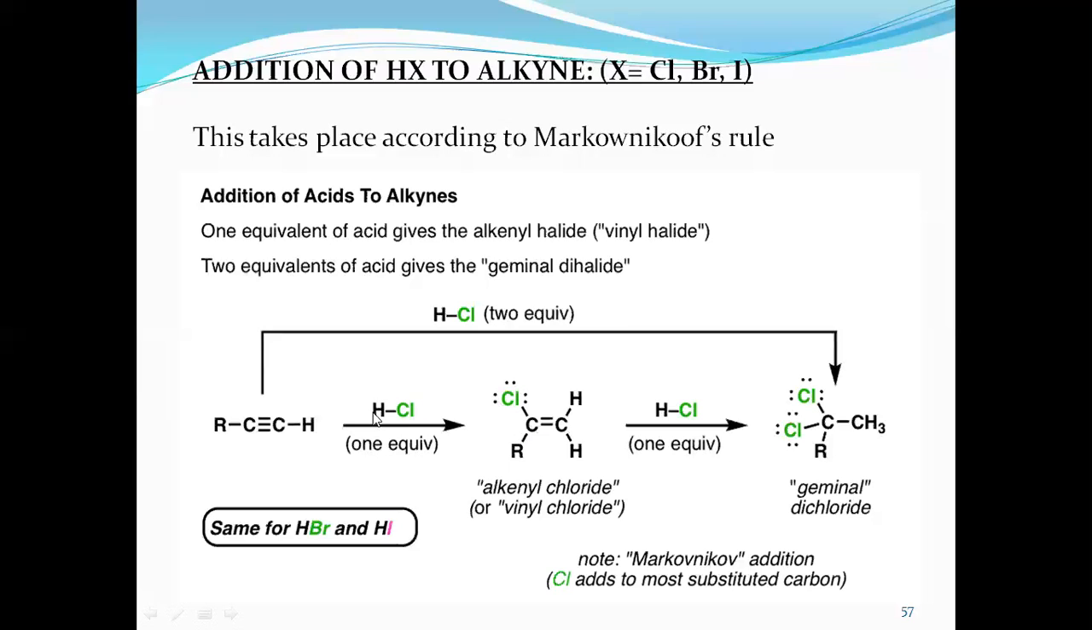The negative part of the halo acid enters there. And if we use a second equivalent of HCl or any halo acid, then what will happen? Then we will get a geminal dichloride. Again the chlorine will go into the more substituted carbon atom, and hydrogen will go into the less substituted carbon atom, and we will get this kind of geminal dichloride.